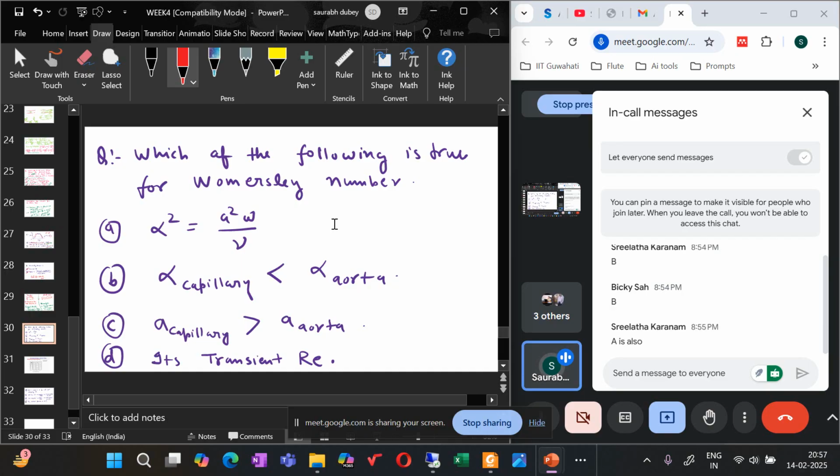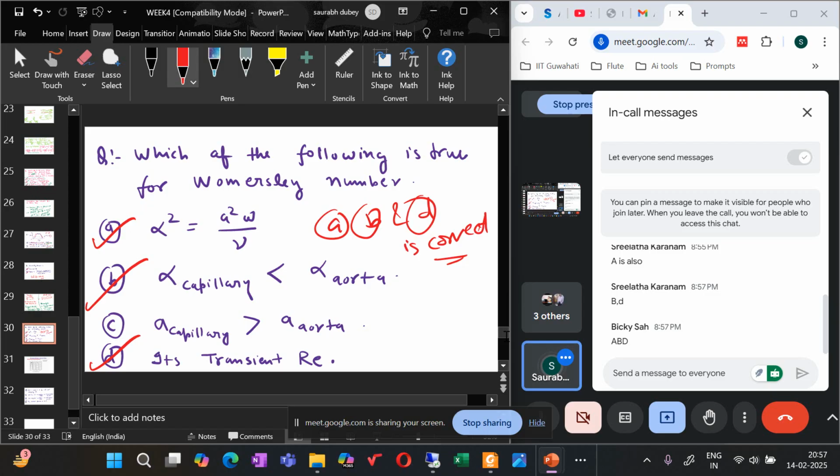A and D is there, and then BC. So you are saying B is correct, and you are saying D is correct, right? What about ABD? Vicky is saying ABD. So yes, ABD is the correct answer. As I have less time, I will be moving fast. A, B, and D is correct, right? Good. This was a multiple-answer question.